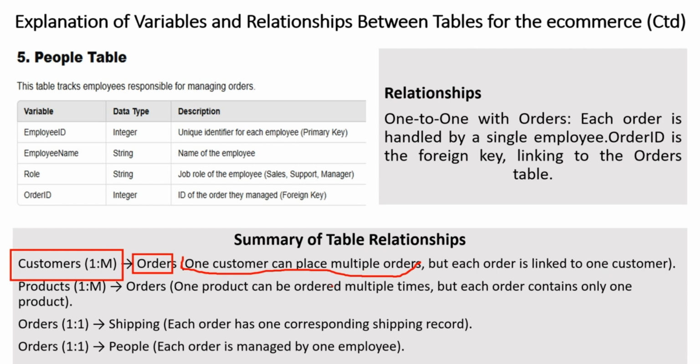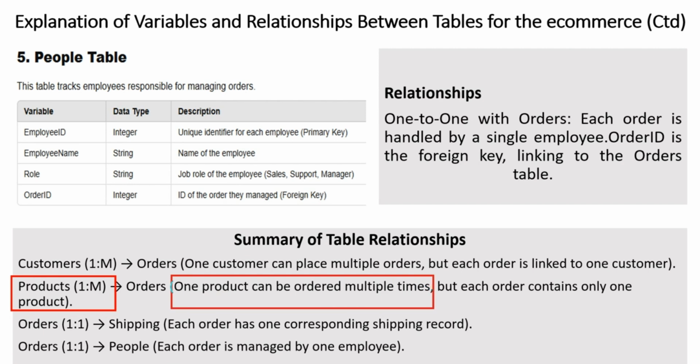Ahmed can place multiple orders, even 5 times in a day and 2 times every other day. But each order is linked to one customer. It can only be linked to me. All the 10 orders that are placed in a day can only be linked to me. Then the second one is the product information, which is also one to many. One product can be ordered multiple times.